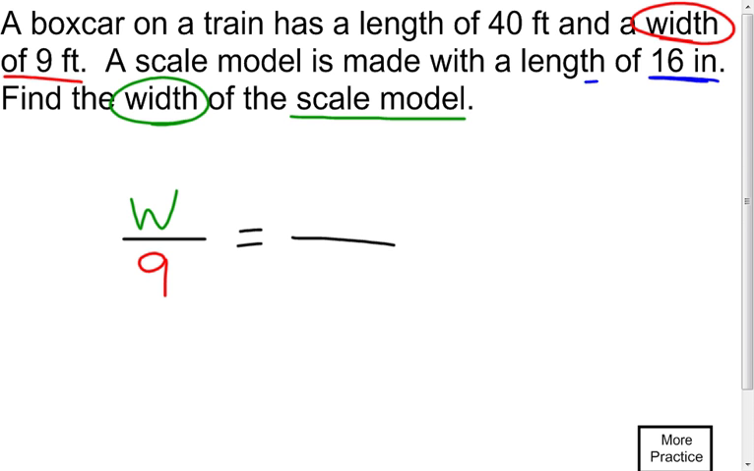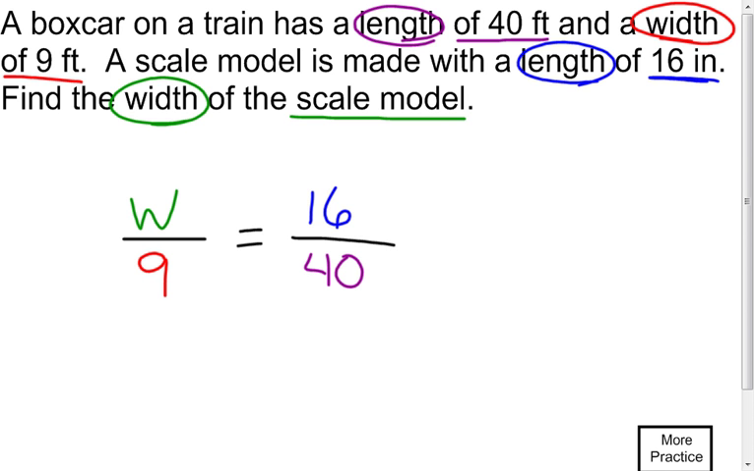Come over here, it tells me that 16 inches is the length of the model. So I'm going to put my 16 in there, and then I'm going to need to find the length of the boxcar. Well, it tells me length is 40 feet. I can put that here.